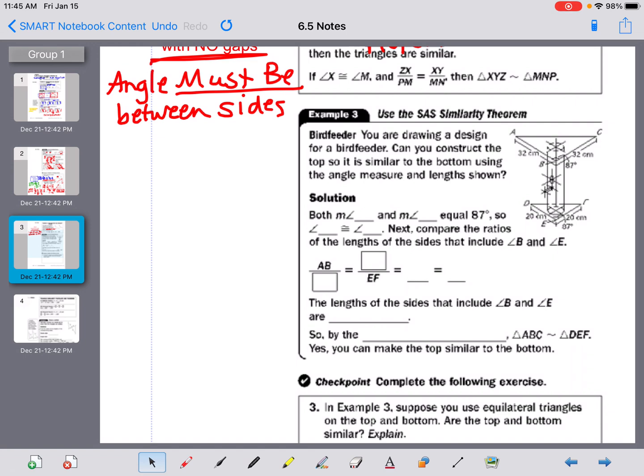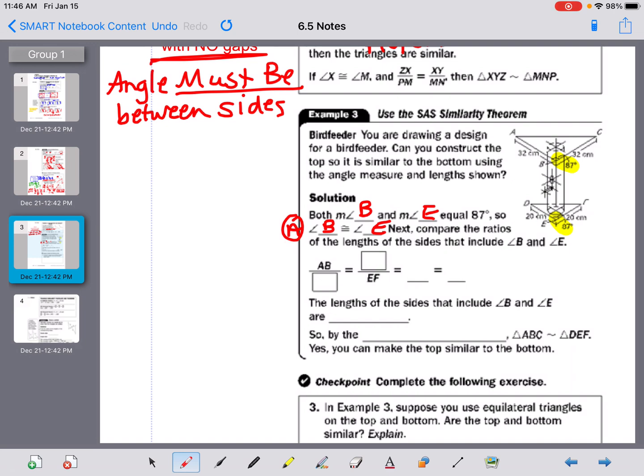Can you see this 87-degree angle right there and that 87-degree angle there? If you can see that, we know that the measure of angle B on top and the measure of angle E on the bottom both are equal to 87. So that means we have one set of congruent angles. So our angles are good, okay? Now we're going to check some sides.